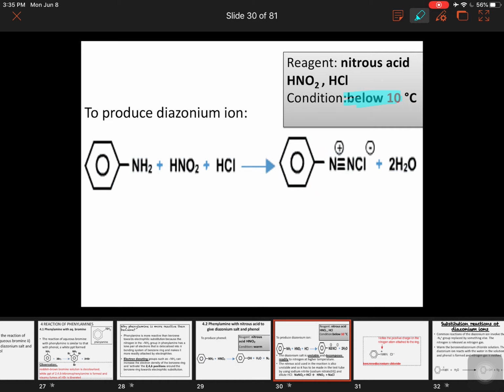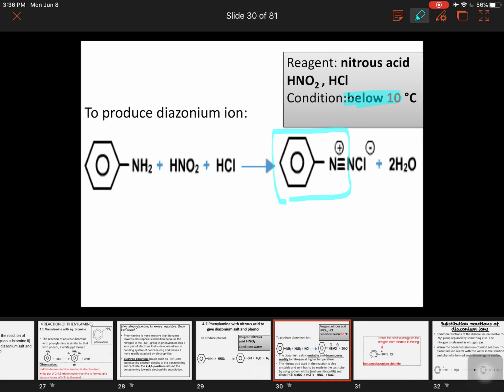The next reaction is if you use this phenylamine, which is the same starting material, with nitrous acid and HCl, but this time it's under 10 degrees Celsius. Okay, when you put it at a temperature that is quite low, then you are able to produce a compound that is usually decomposed at high temperature. So when you use cold condition for this reaction, you will get a benzene diazonium ion.